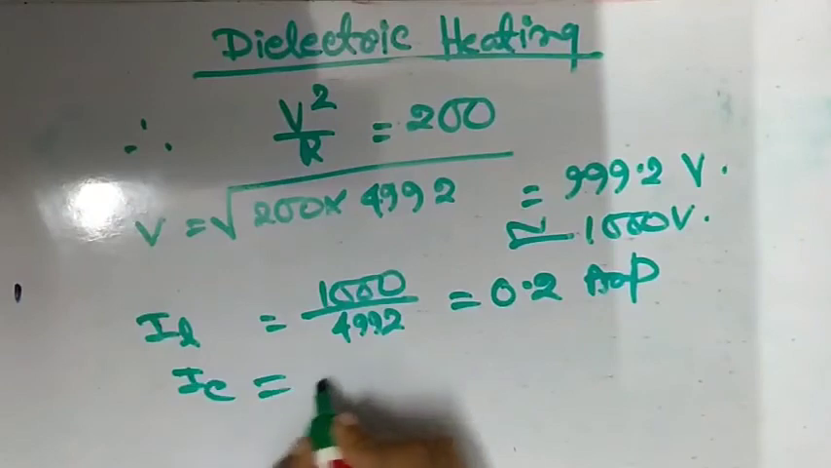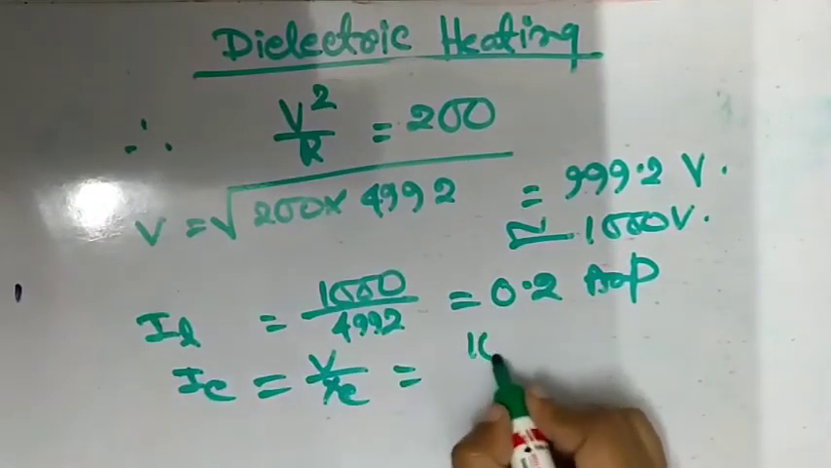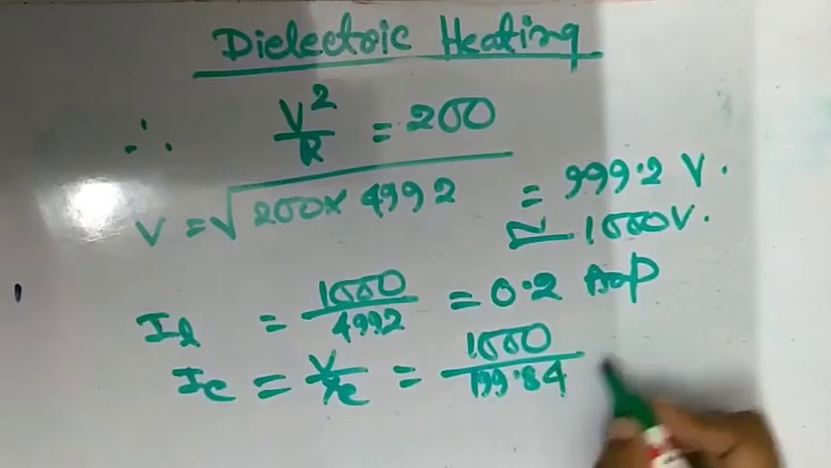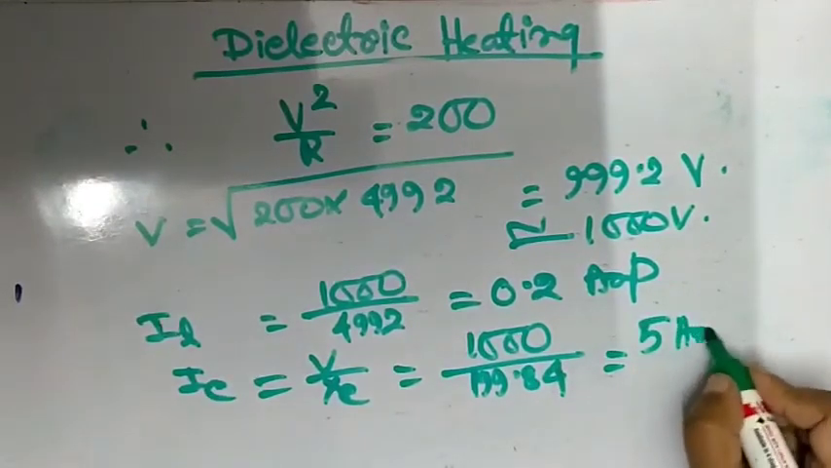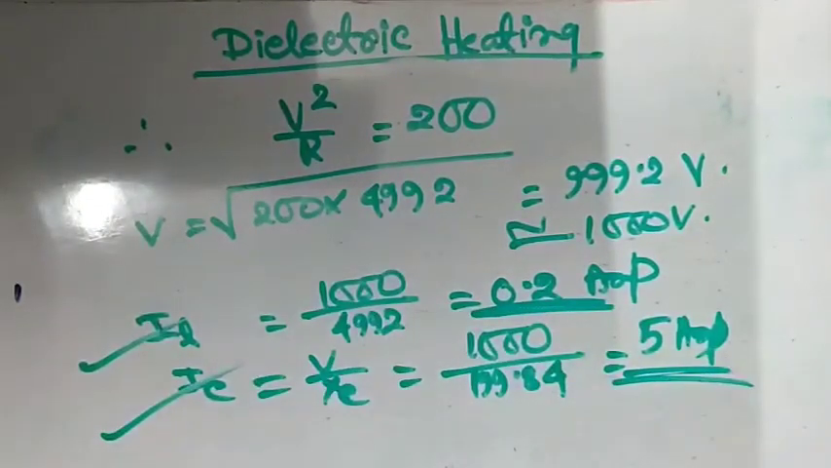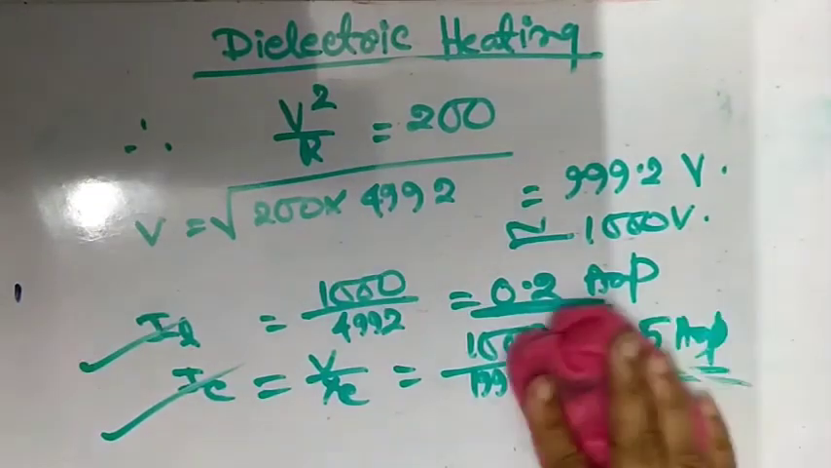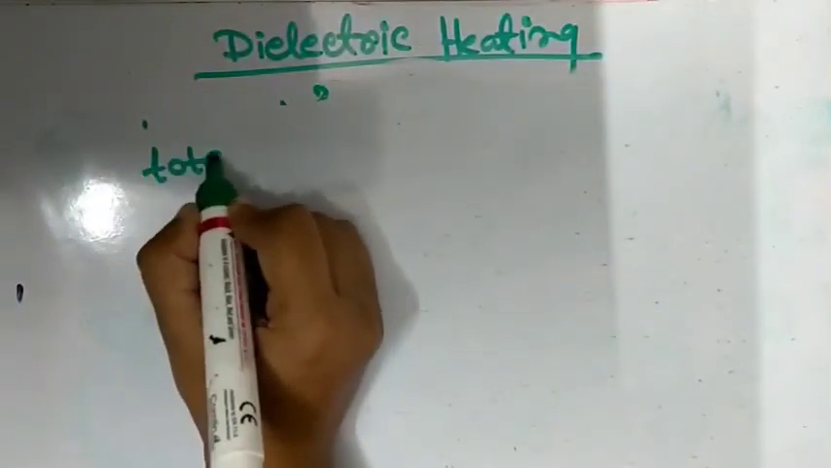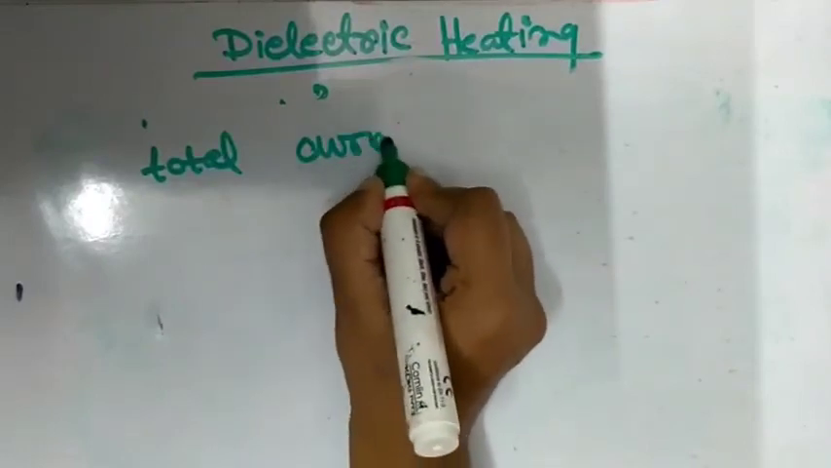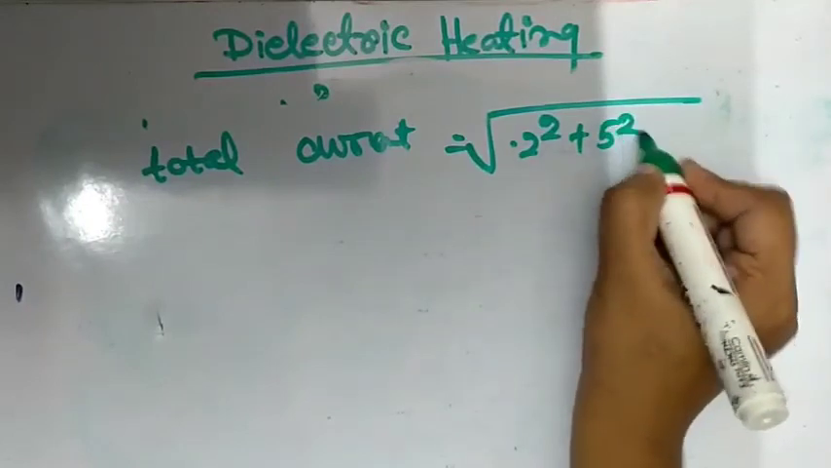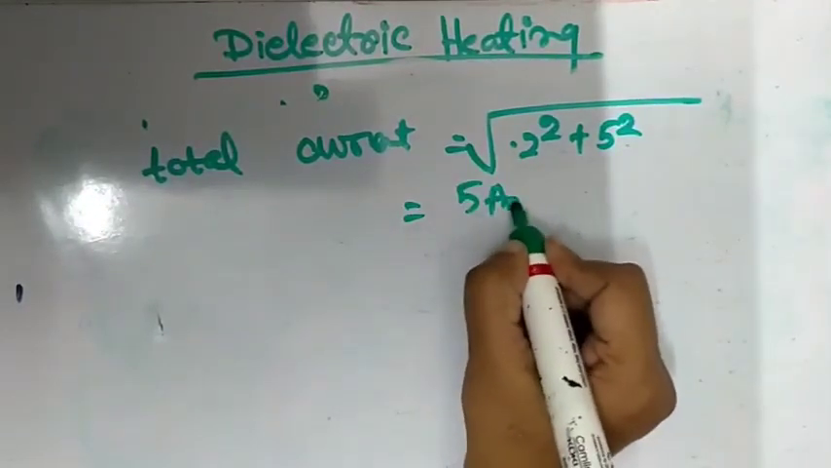And IC is equal to V by XC, and this is equal to 1000 by 199.84 ampere. Okay, so this is the IL 0.2 and this is IC 5 ampere. So total current is root over 0.2 square plus 5 square, which is about 5 ampere.